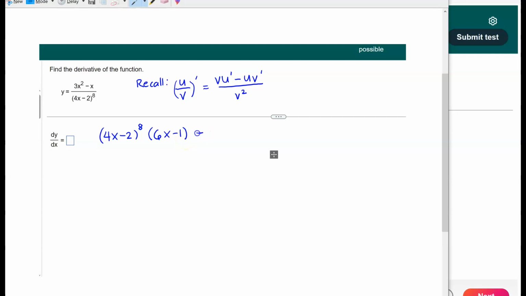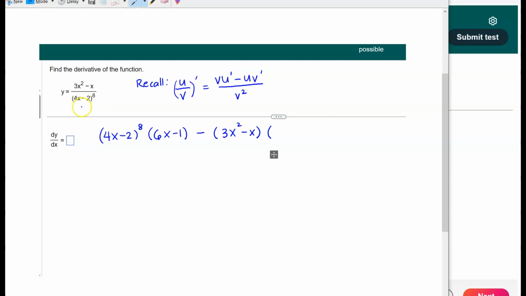And then minus, copy u. So that is 3x squared minus x. Again, enclose it in a parenthesis. Times the derivative of v. So times the derivative of the expression here. Now, you should recognize that to find the derivative of the expression here, you have to use the chain rule.